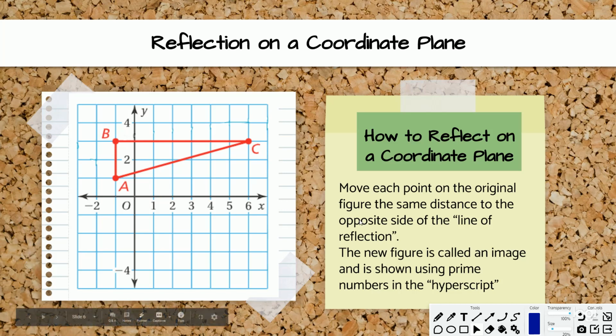So we have this triangle here, and if we are reflecting it over the x-axis, we want each coordinate to be the same distance. Instead of being above it, it's now going to be below it, but it's going to be the same distance away. So pause the video here and write that in your notes, and then we'll finish the example.